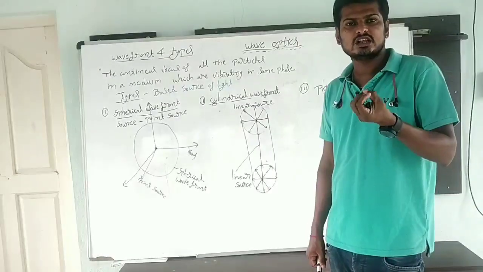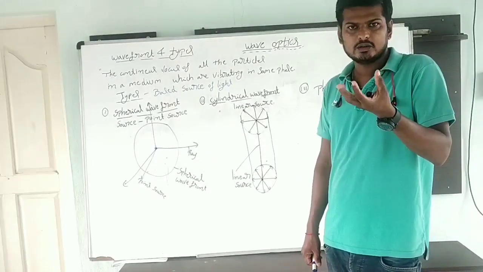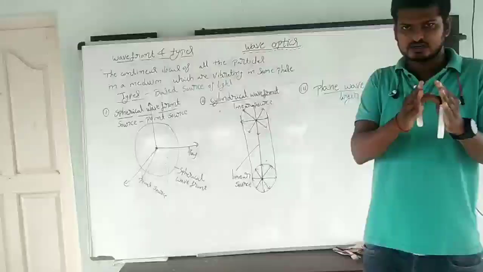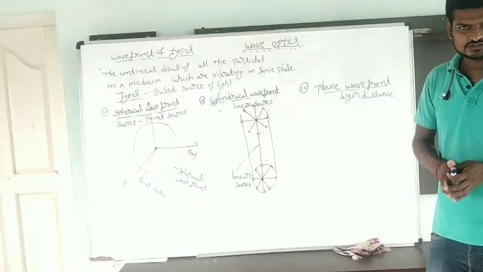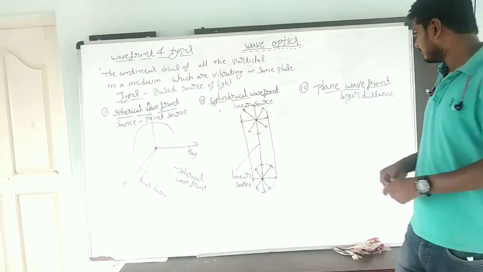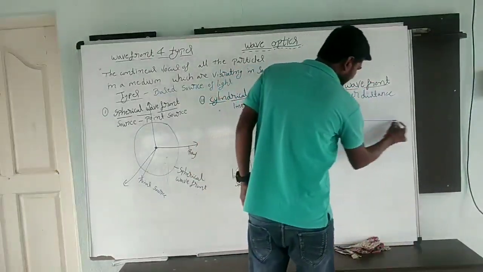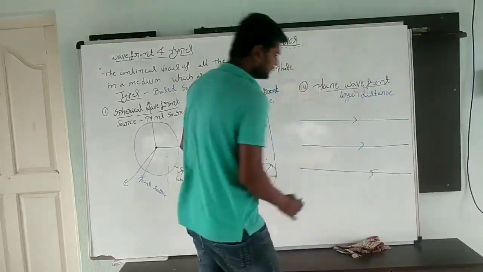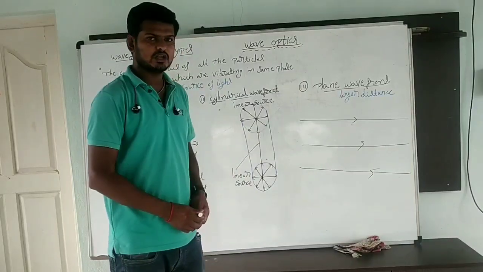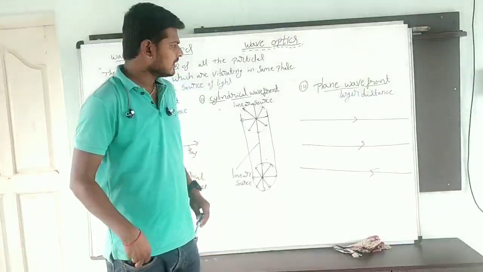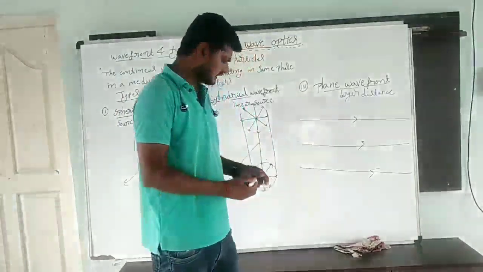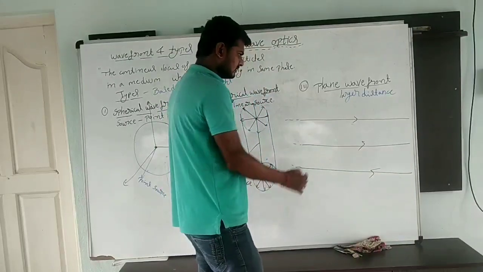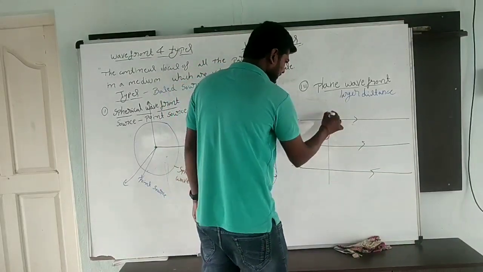Same way, simple here. For example, when you take the sun. Near the sun, what are the rays going to emit? Diverging rays. That's right, diverging rays. When they travel a larger distance, what will they become? They are going to become parallel. Yes, no? When they travel a larger distance, they are going to look like parallels. These parallel rays are traveling from a larger distance. And what will they become? They are going to become a plane wave.